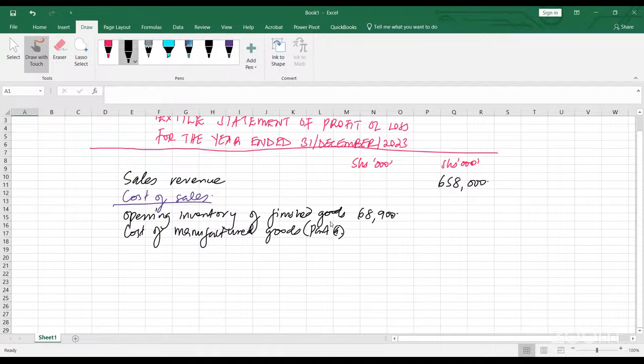So how much was the cost of the goods manufactured? Check your manufacturing statement, the one we prepared last time. Look at your answers. How much is the cost of the goods that we have manufactured? Susan, Patricia, Joanna, Myra, check on that figure, please.